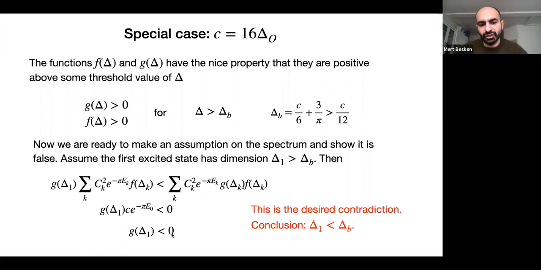But this is a contradiction. We were saying delta 1 is greater than delta bound, and just by inspecting this polynomial, g is greater than 0 for that. So we arrived at a contradiction. And this is our desired contradiction, because now we can conclude that the first excited state in any two-dimensional CFT that has an operator that satisfies c equals 16 delta O cannot have the first excited state greater than delta bound. It has to be smaller than that.